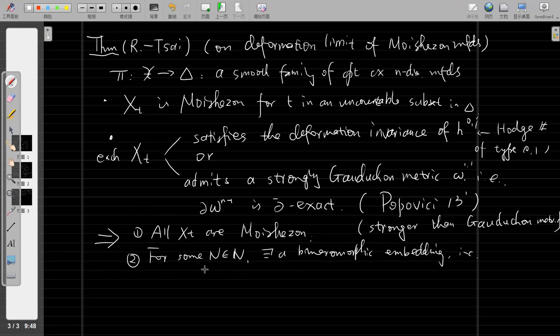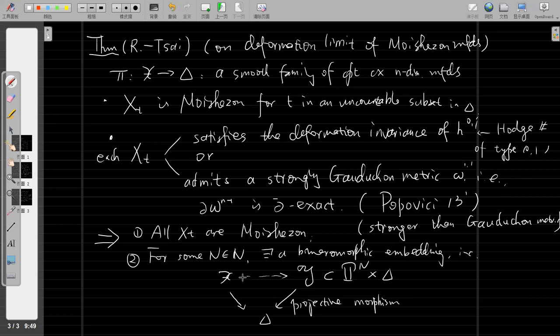That means here X and here is Y. Y is a subvariety in Pn by delta, and this is all over delta. Actually, by the definition of a projective family and morphism, you can know here is just the projective morphism, right? And our family pi is bimorphic to a projective morphism.